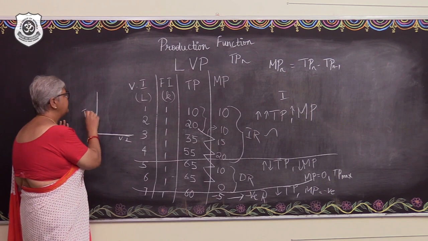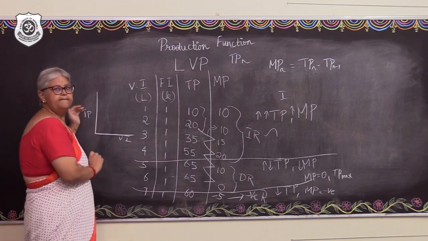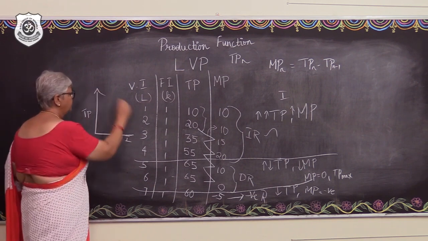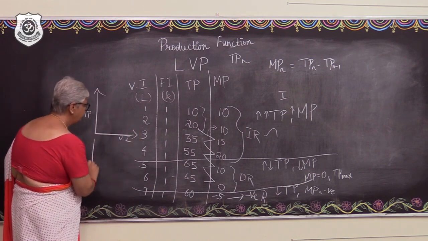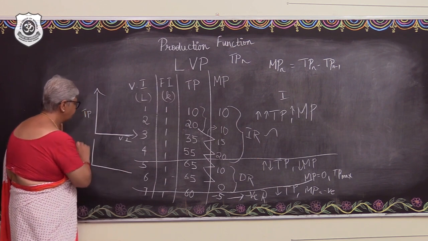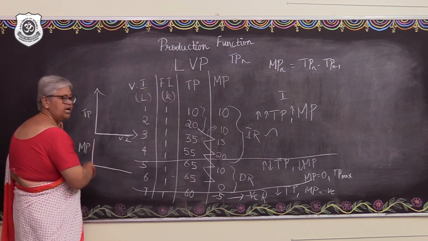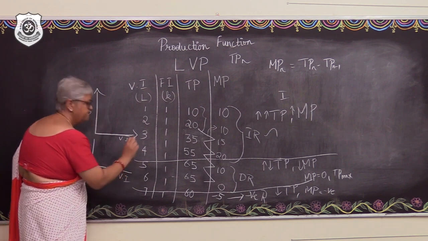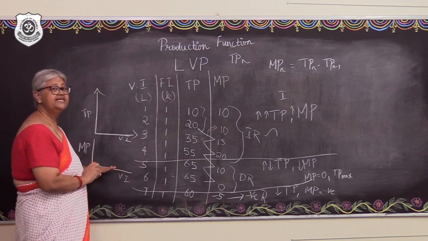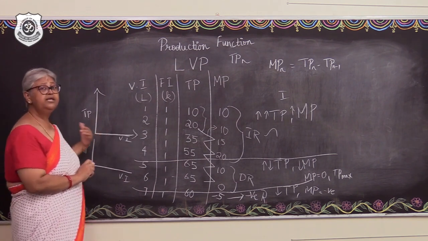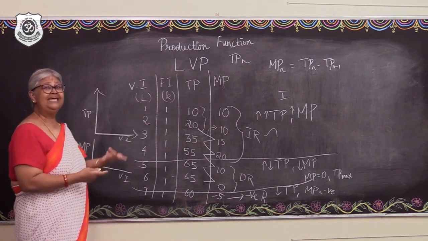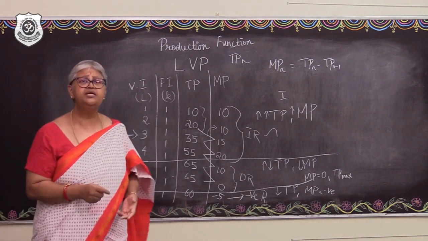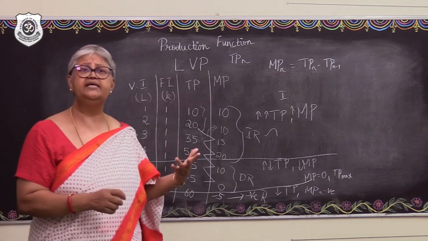So the total product, let's take it up along the y-axis in the first panel, right? Now, the second panel would be the depiction of the marginal product, how the marginal product is going to change with the variable input. So what am I going to do? I am simply going to show the behavior of these curves. It's enough if you show the behavior. You need not actually plot it in micro at this particular level.